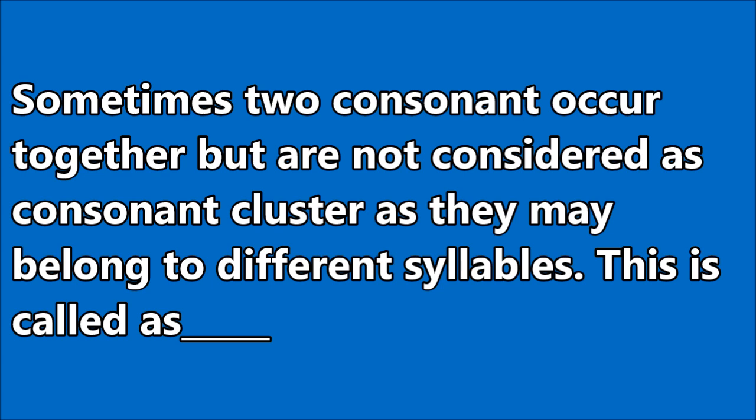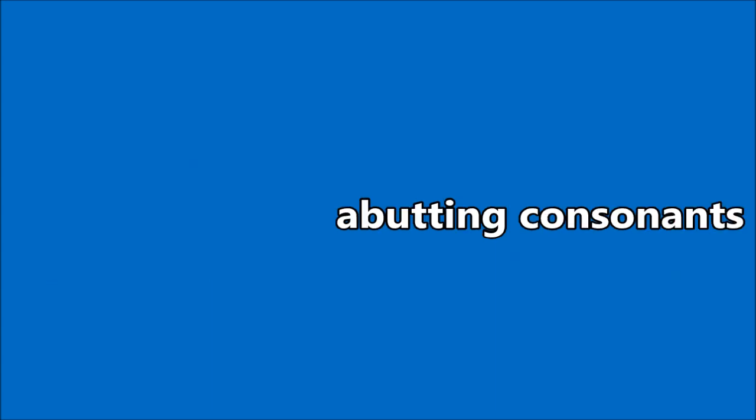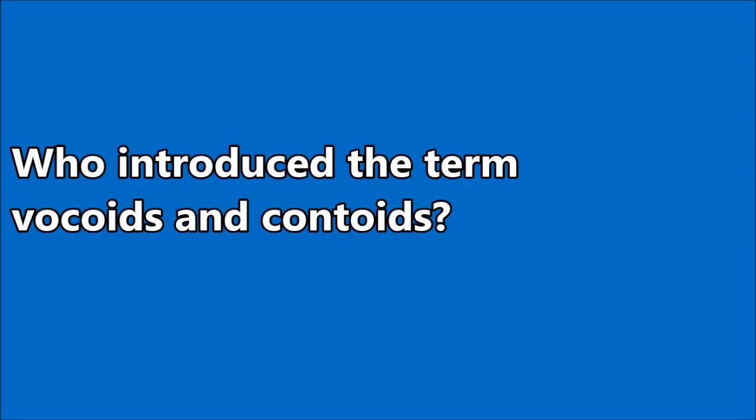Sometimes two consonants occur together but are not considered a consonant cluster as they may belong to different syllables. This is called abutting consonants. Next question. Who introduced the term vocoids and contoids?